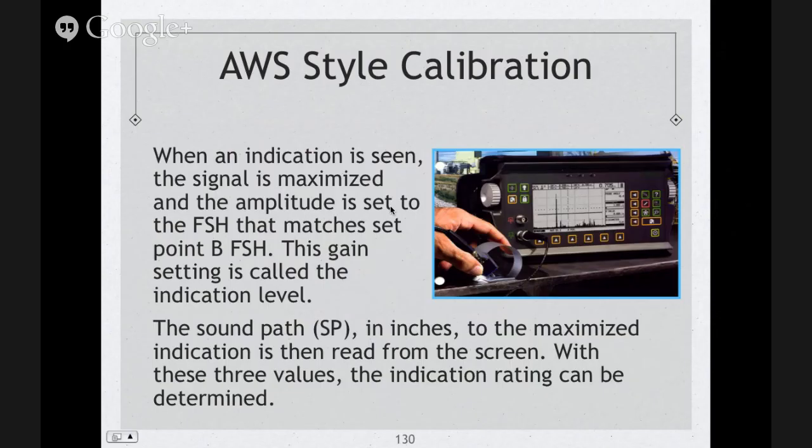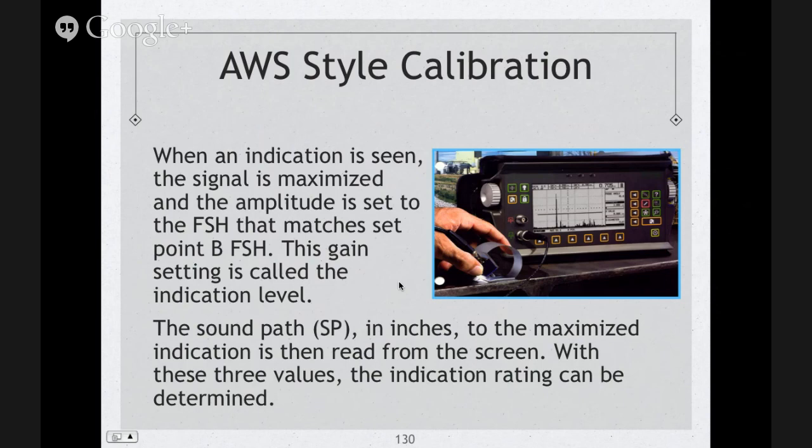So, when an indication is seen by the signal, the signal is maximized and the amplitude is set to full screen height. That matches the set point B. This gain setting is called the indication level. The sound path in inches to the maximized indication is that read from the screen. With these three values, the indication rating can be determined.